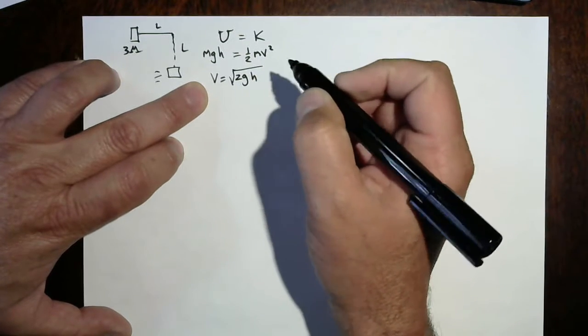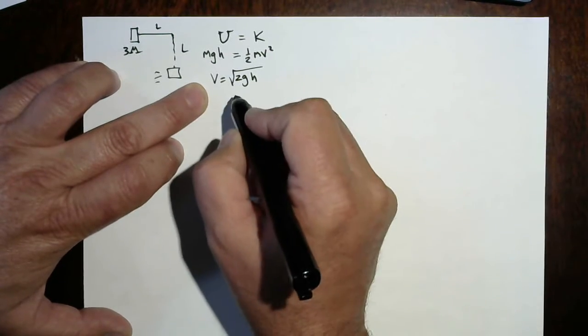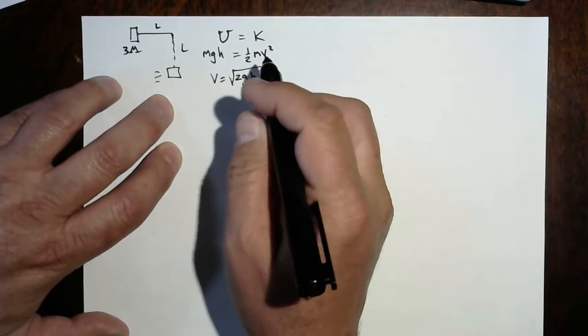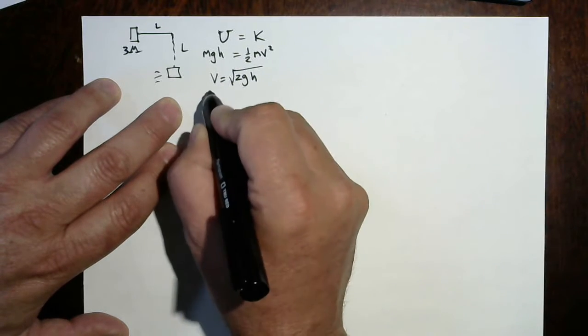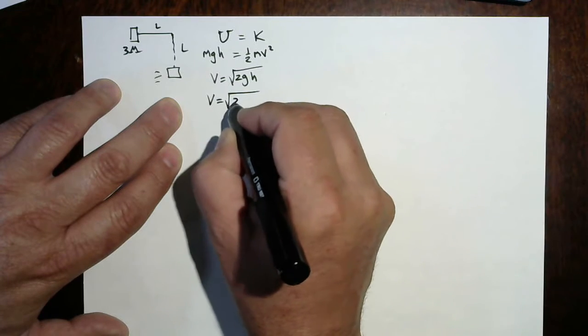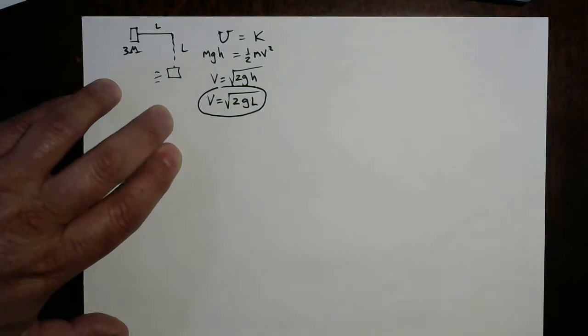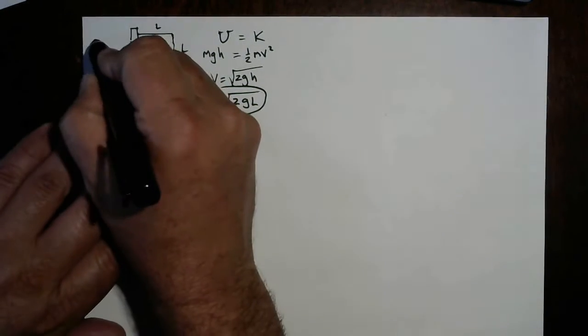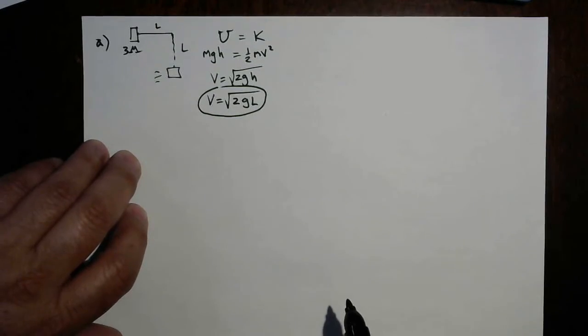This is a result that we've gotten a number of times, but this is not the final answer to this question because they said it has to be in terms of M, L, and physical constants. So we have to replace the h with L. So v is going to be root 2gL. And then I'll just circle this so that they can find my answer and give me full credit. This is part A. Alrighty, good start.